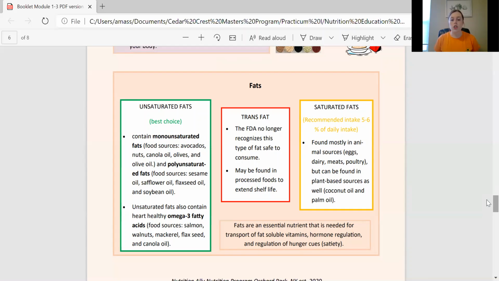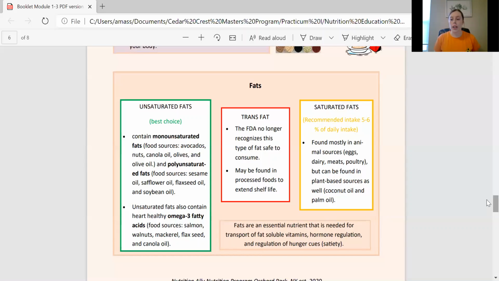And that kind of leads into trans fat, which is really a man-made fat. Trans fats do not exist in nature. You will not find them in those sources that I talked about with the unsaturated fats. These are going to be things like margarine and those hydrogenated oils that I was telling you about.